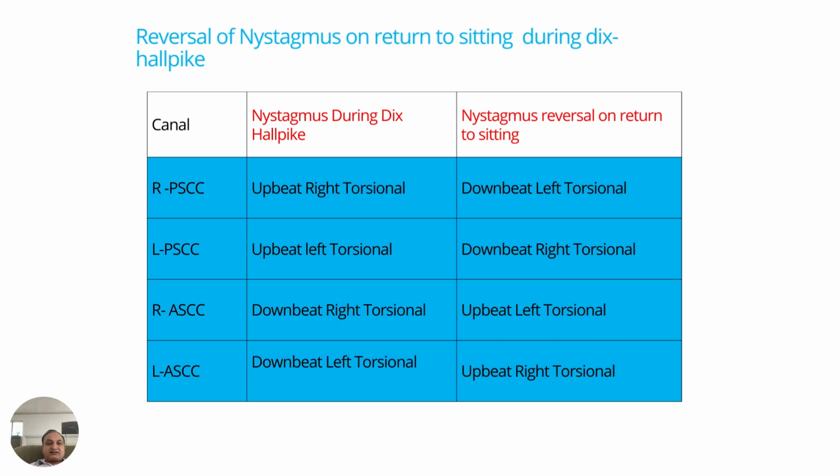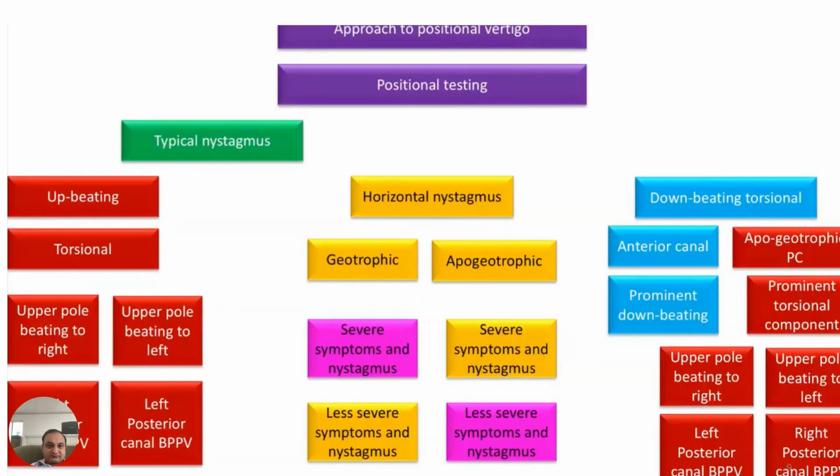During the Dix-Hallpike procedure, stimulation of the right posterior canal will cause right upbeat nystagmus. Stimulation of the left posterior canal will cause left upbeat nystagmus, and it will be torsional. There is a torsional component. And the anterior canal stimulation will cause downbeat nystagmus. This is a better one. So, stimulation of the posterior canal will cause upbeating nystagmus with the torsional component.